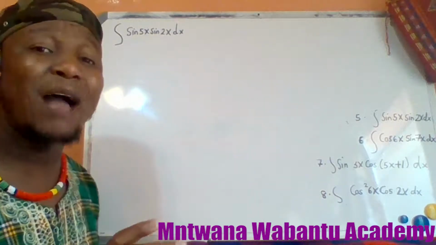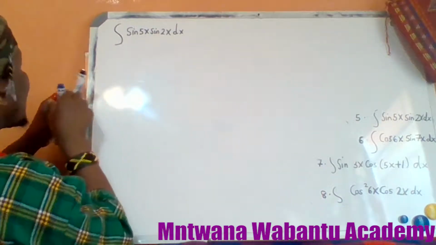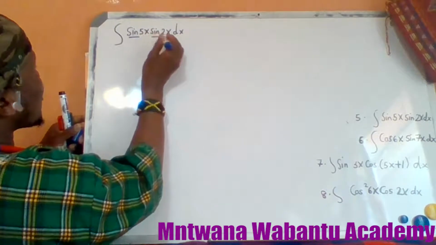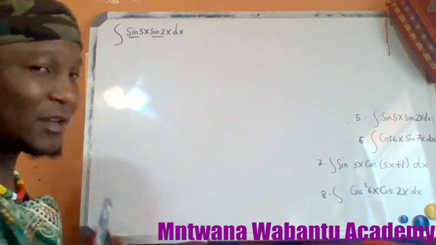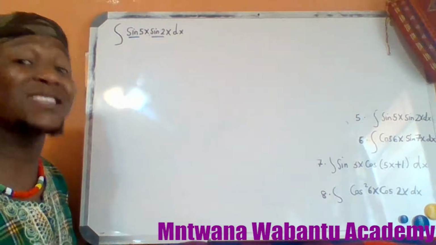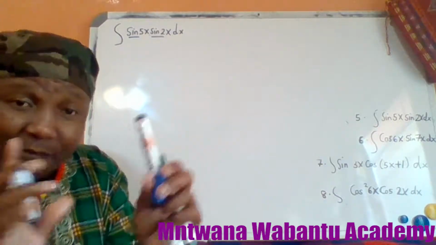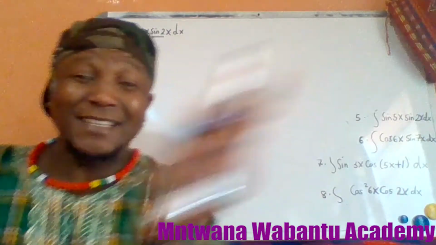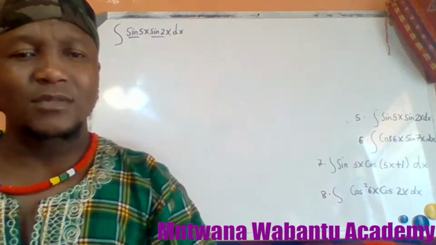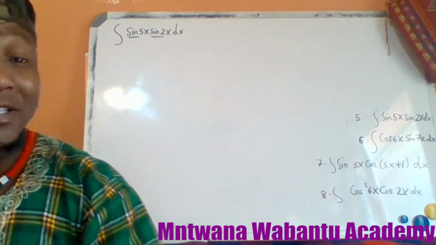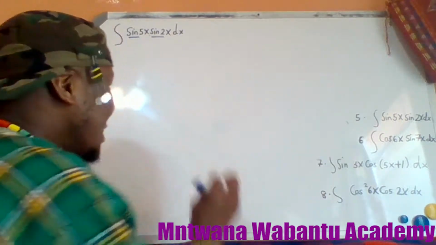So if you don't have a power and you have a trig function here, this is trigonometric and this is trigonometric and there's multiplication between. That's when you apply factor theorem. When you have a trig function and another trig function and there's a multiplication between, that's when you apply factor theorem. Let's see how we can do factor theorem.